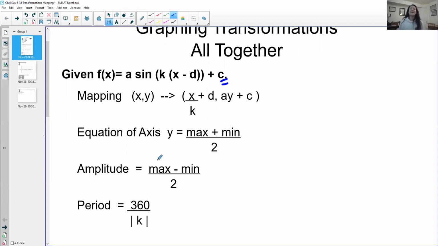Okay. The amplitude is the height of your curve. You can take the max, subtract the min, divide by 2 to get the height. And if we're looking at our equation, our amplitude is the A value. So that one we can just look in.